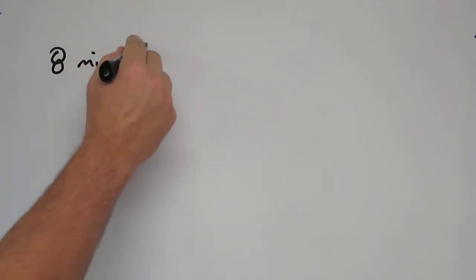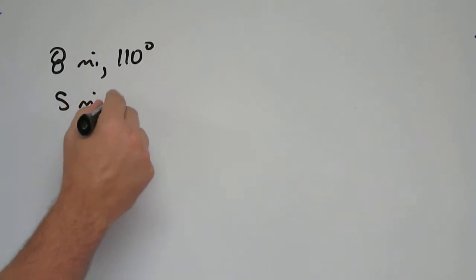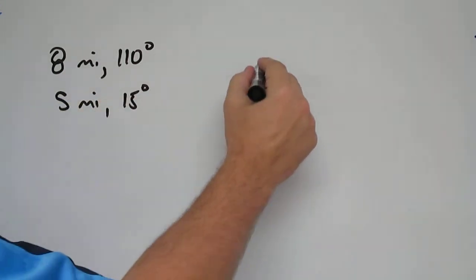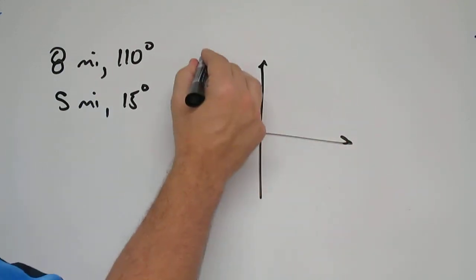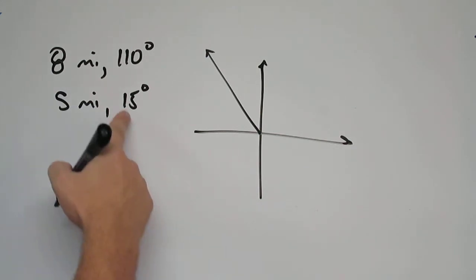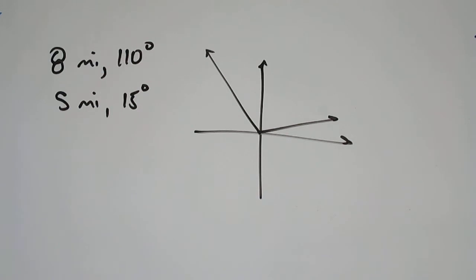Look at the last example in your book on page 538. It says, radar detects 2 airplanes at the same altitude. Their polar coordinates are 8 miles at 110 degrees and 5 miles at 15 degrees. So if I'm the radar center, at 110 degrees I'm out 8 miles, there's one plane there, and at 15 degrees I'm at 5 miles. I may want to know, how far apart are those two airplanes?